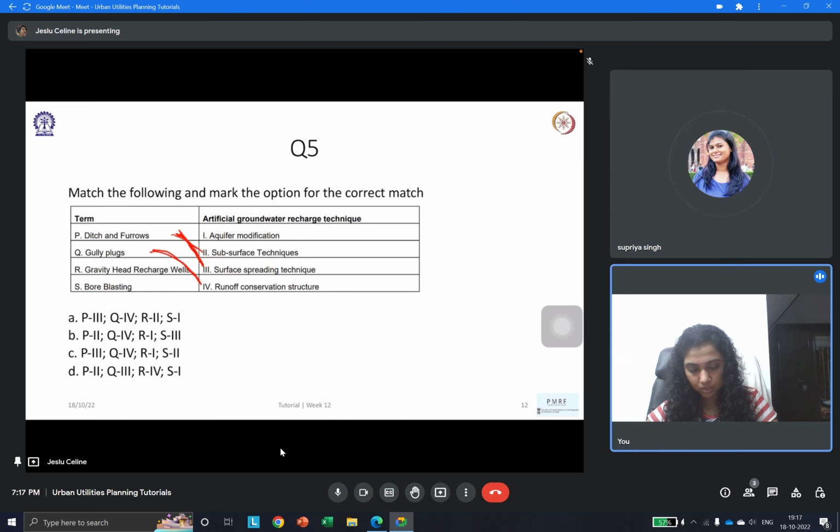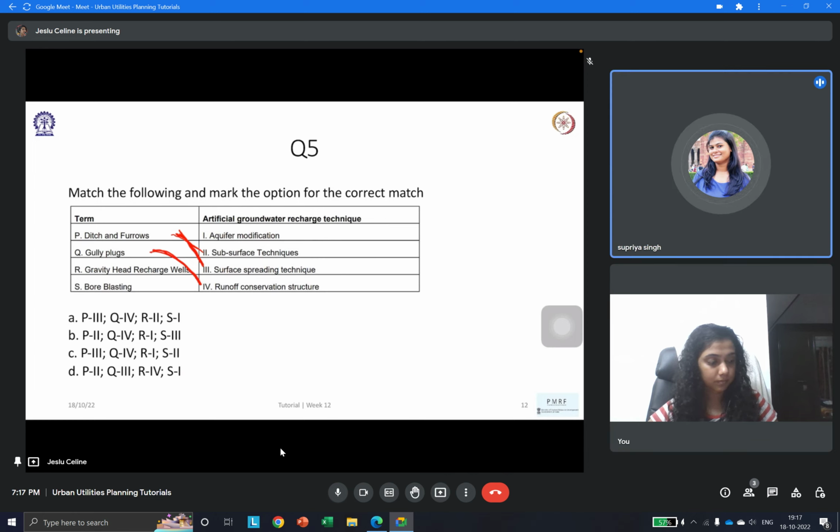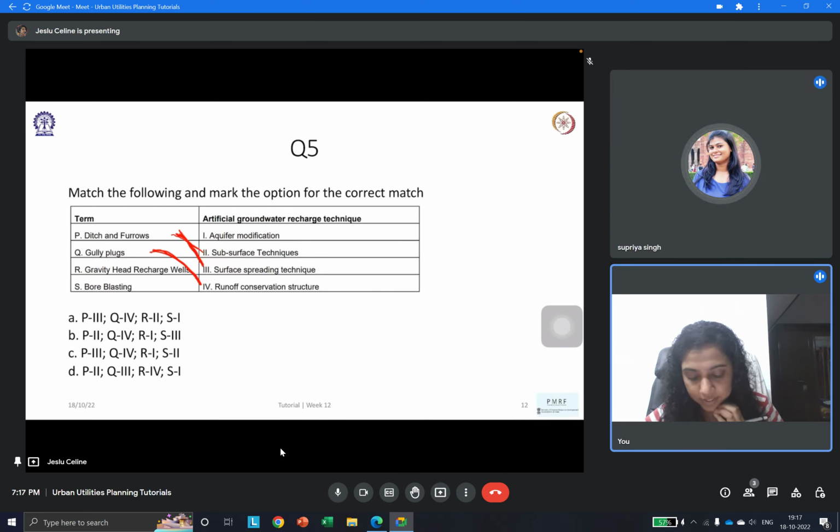Runoff conservation structure, okay. Gravity head recharge well is subsurface, and bore blasting is aquifer modification. So ditch and furrow is correct. It is a surface spreading technique.